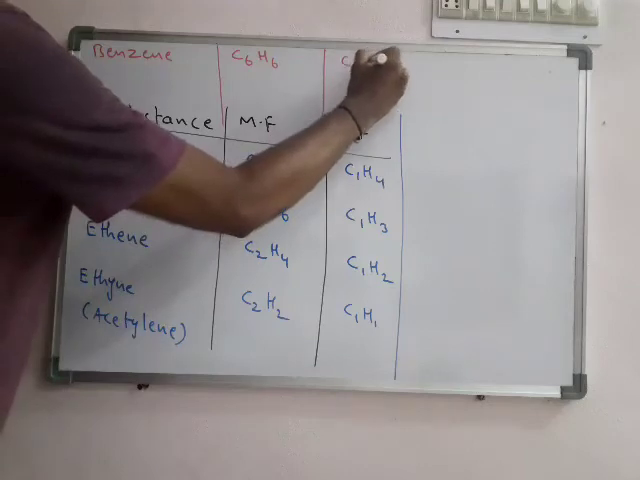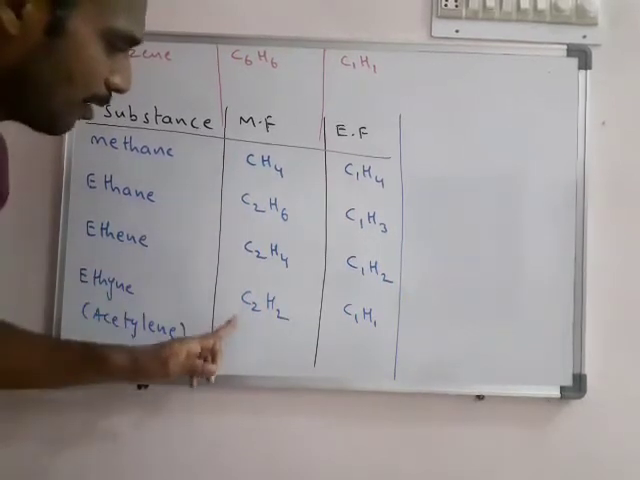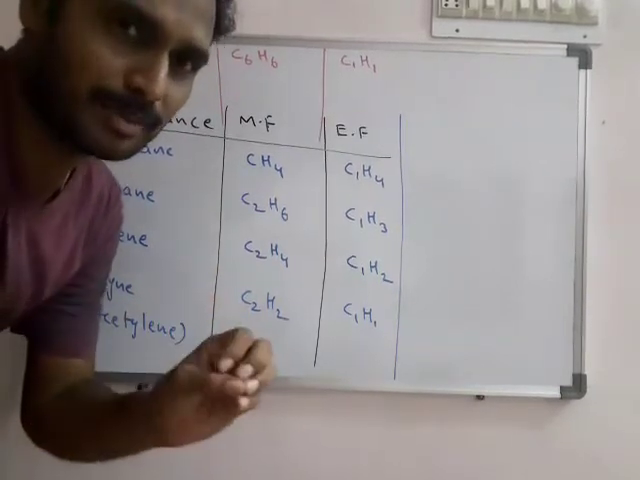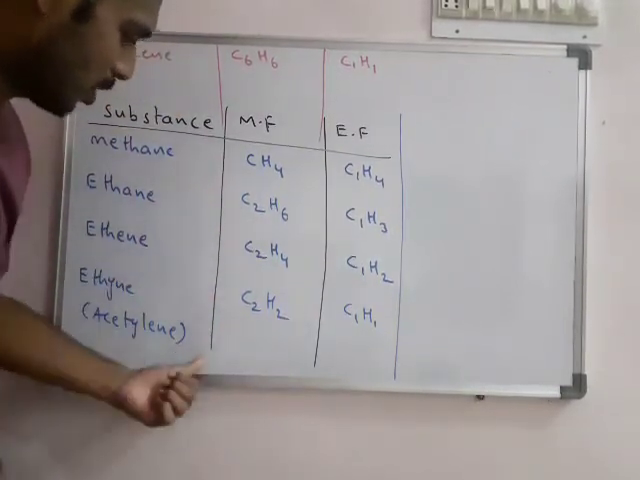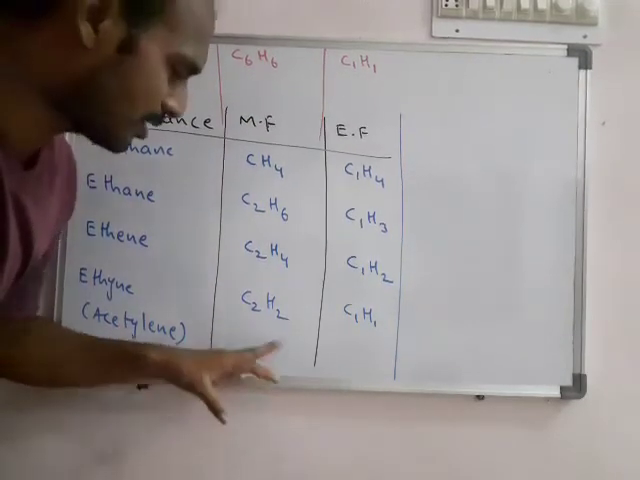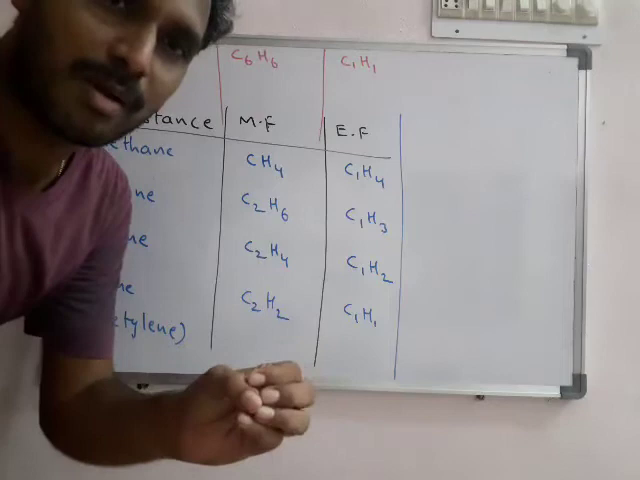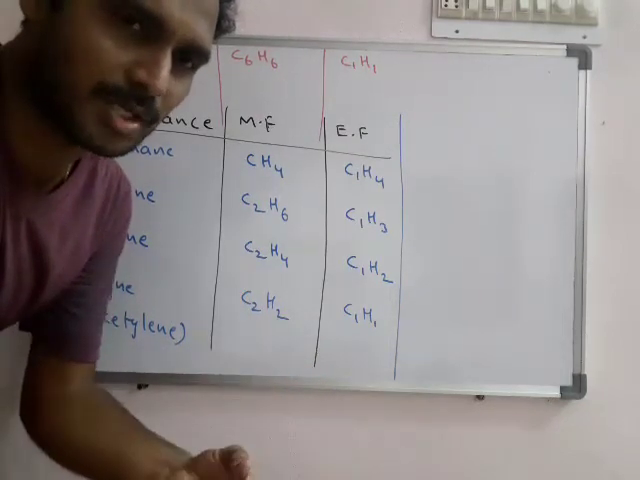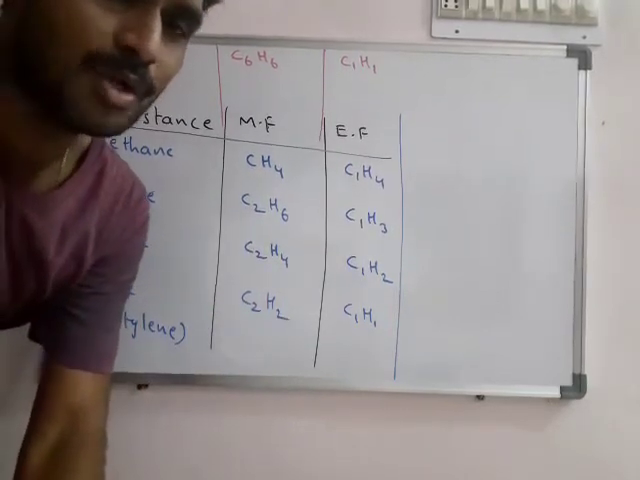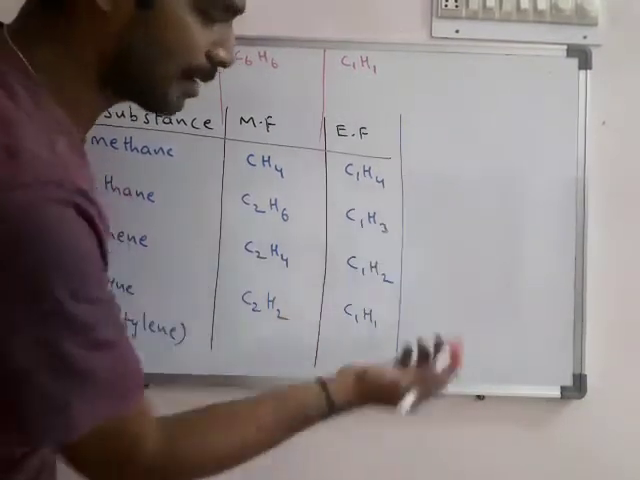Here we can observe one point: in these examples, no molecular formula is similar to another. All substances have different molecular formulas. A different compound cannot have the same molecular formula; if the molecular formula is the same, it is the same compound, there is no other choice. But for empirical formulas, since we only calculate ratios, they may be equal. Mostly they differ, but sometimes they may be equal.